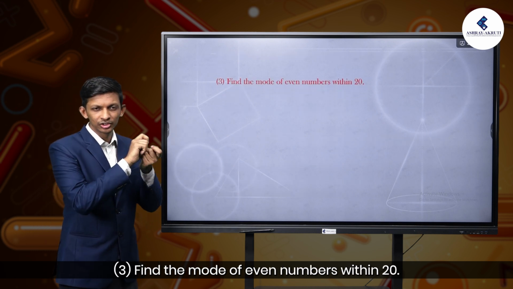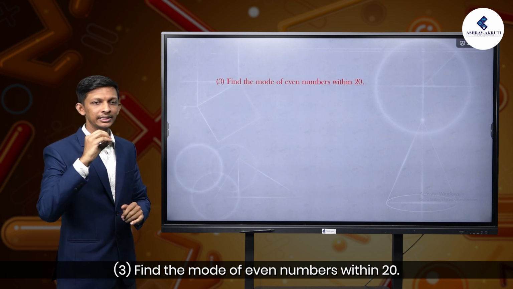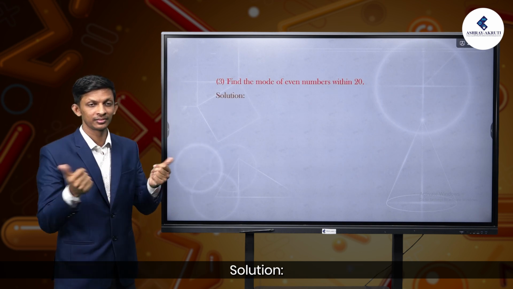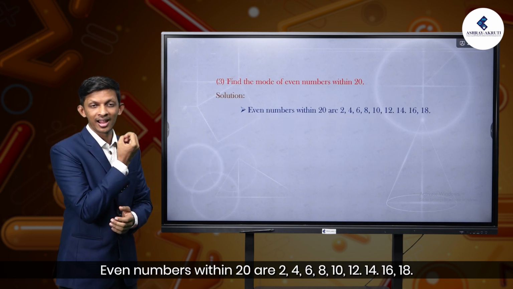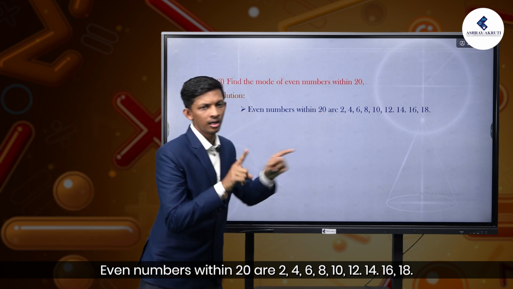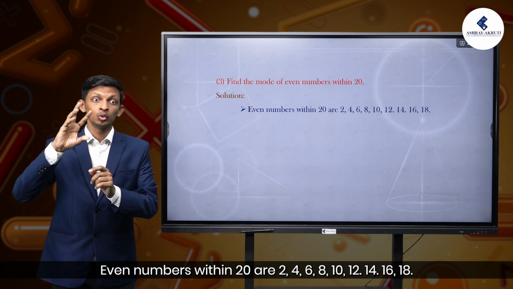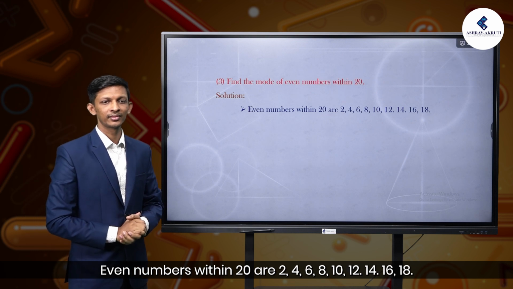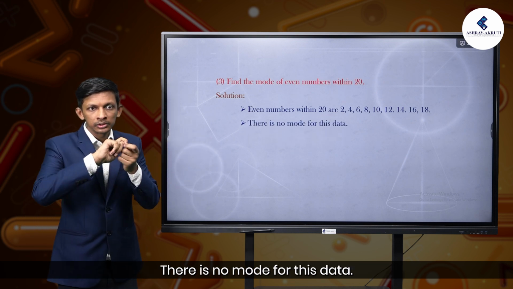Find the mode of even numbers within 20. Solution. Even numbers within 20 are 2, 4, 6, 8, 10, 12, 14, 16 and 18. There is no mode for this data.